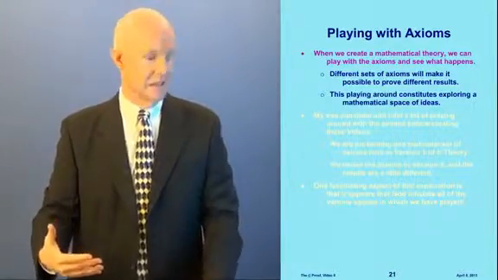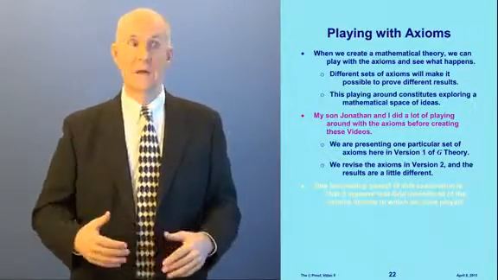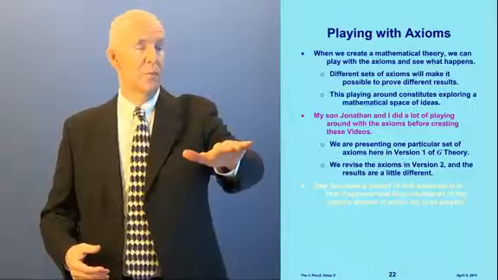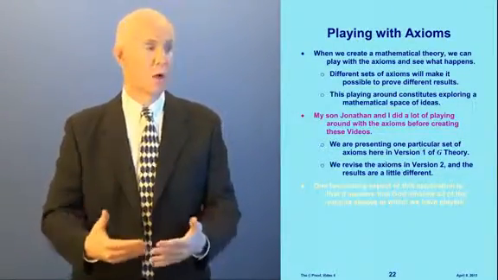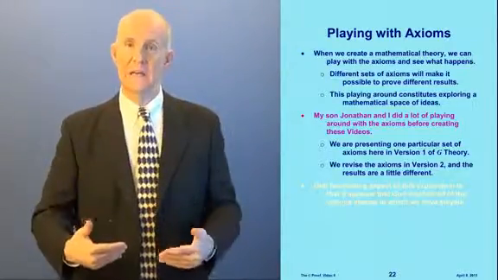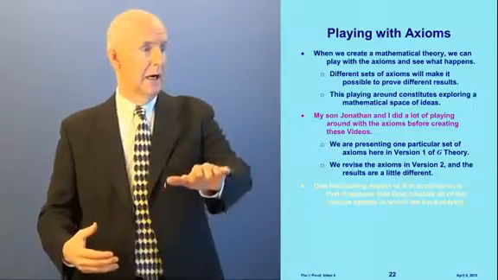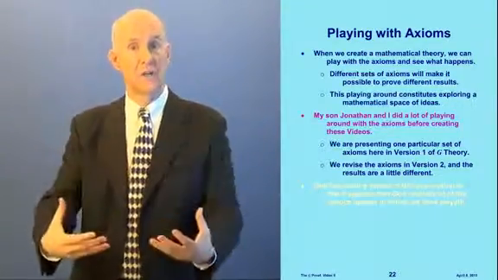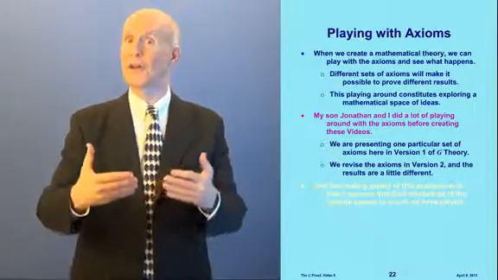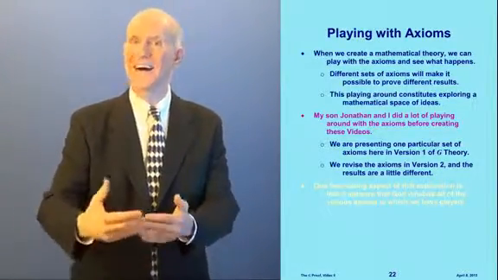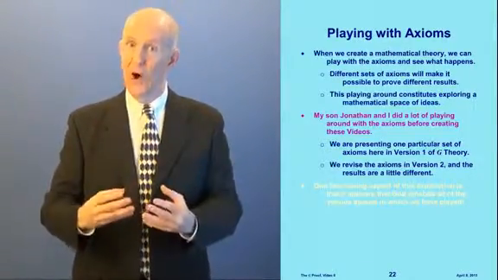Very fascinating stuff. My son Jonathan and I did a lot of playing around with the axioms before creating these videos. And we're presenting one particular set of 5 axioms, which we're calling version 1 of G theory in these videos. Now this version 1 is a valid proof that God exists. The theory is evolving though, and we've also created version 2, which is more advanced. The result is more interesting, more powerful, and reveals more about God than is revealed in version 1.